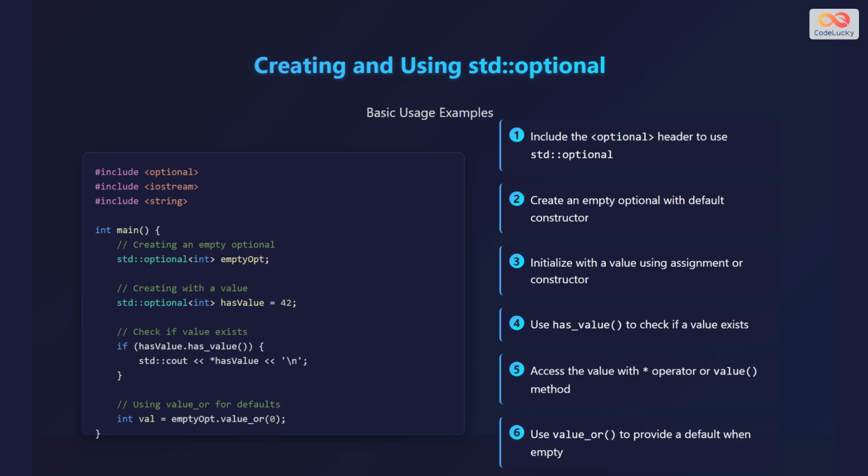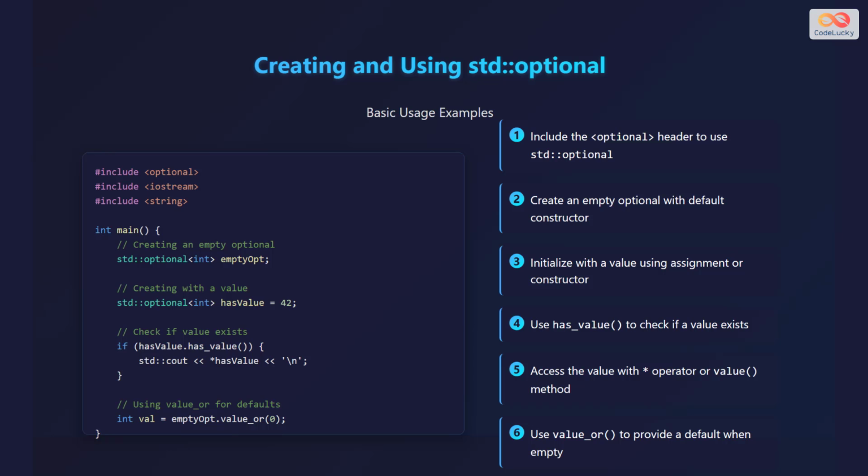To check if an optional has a value, use the has_value method. If it does, you can access the value using the asterisk operator. You can also use the value_or method to provide a default value when the optional is empty. On the right, important steps are highlighted.